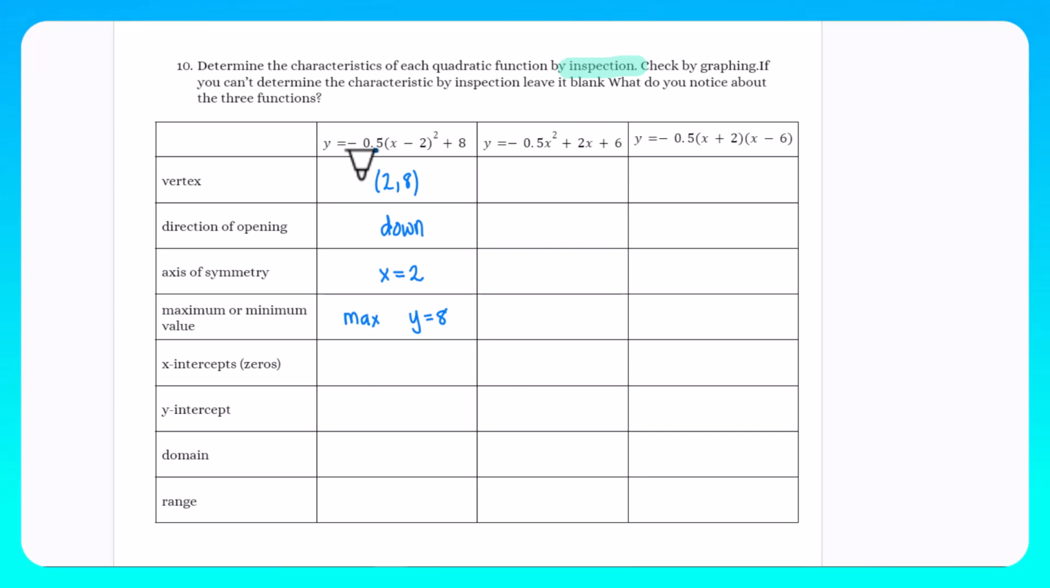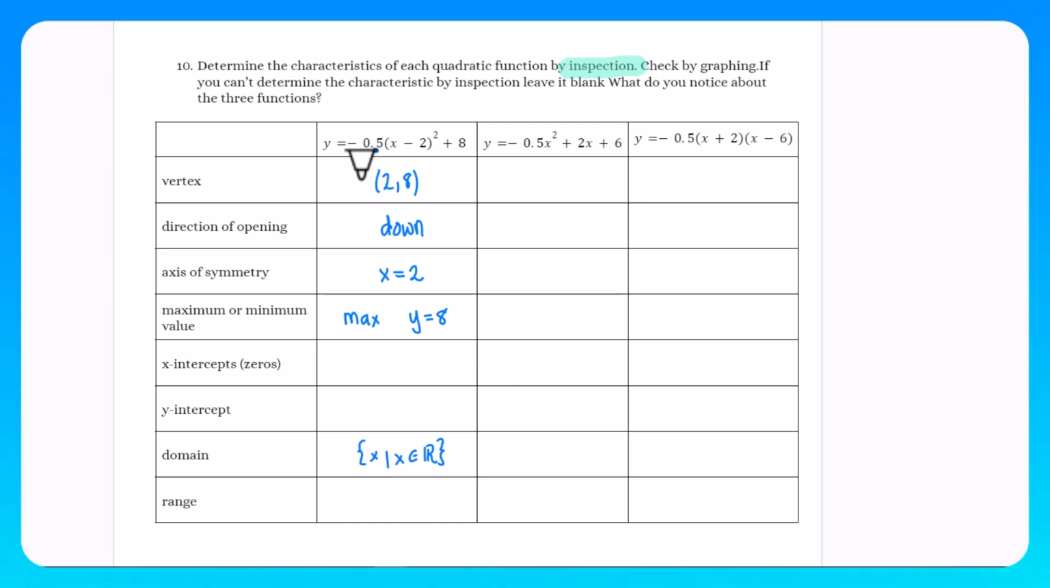We can't identify any zeros or y-intercepts, but we can definitely tell the domain because we have learned that the domain of these quadratic functions is always x is an element of the real numbers.